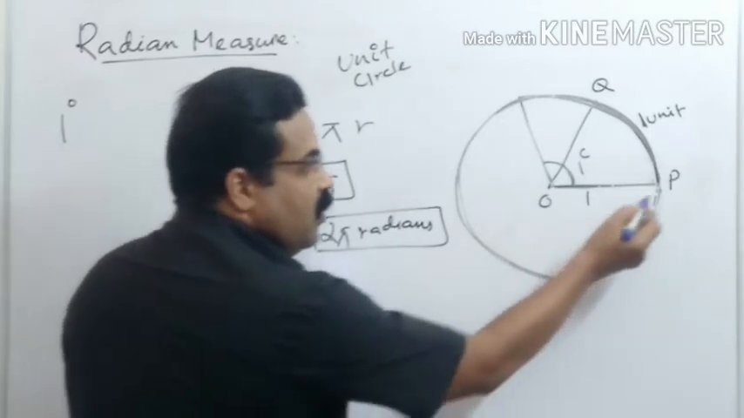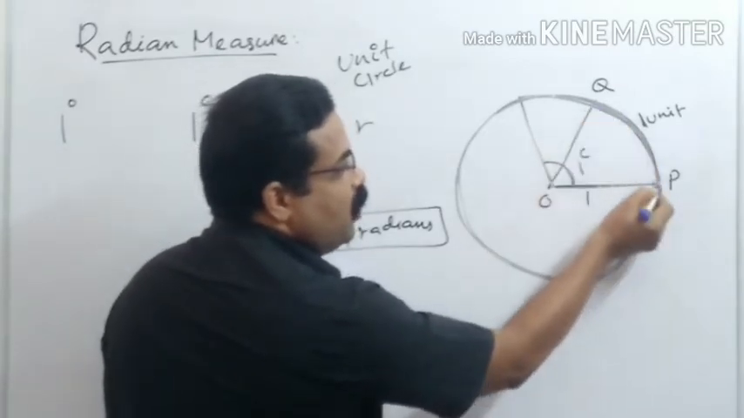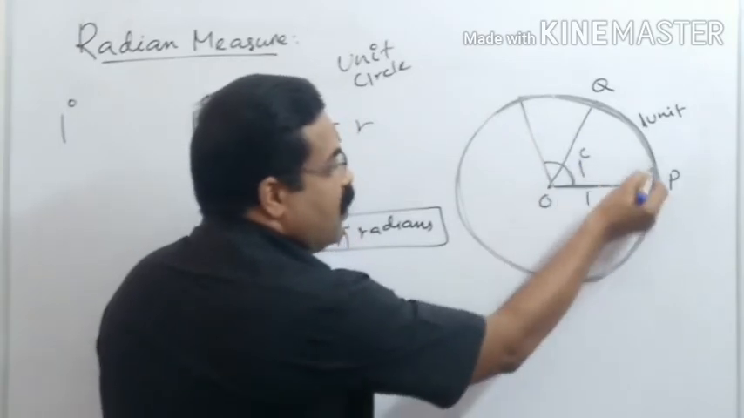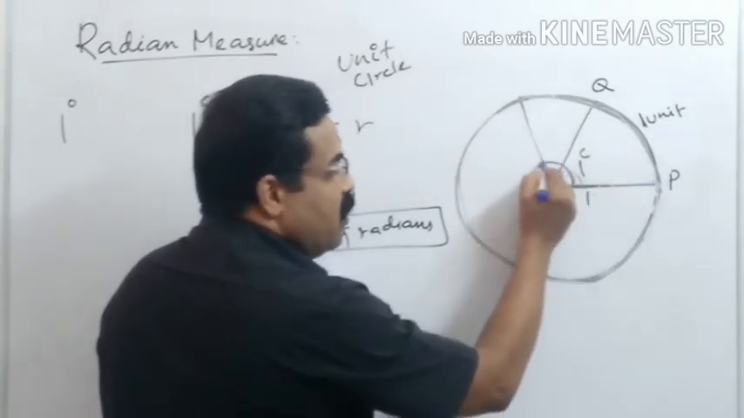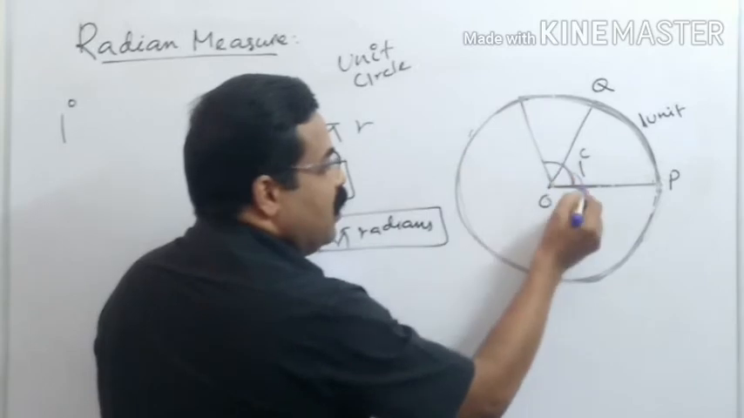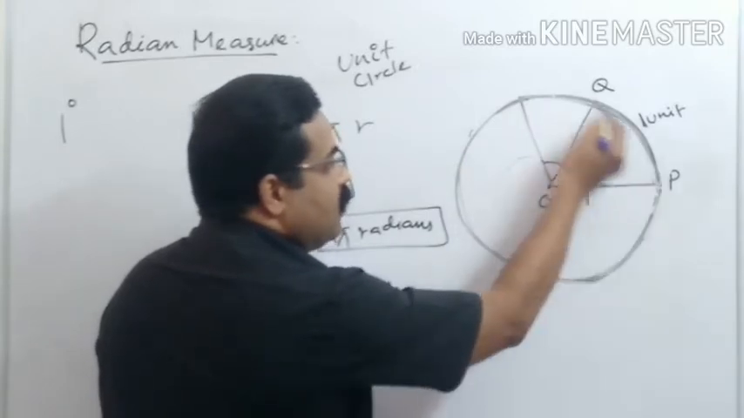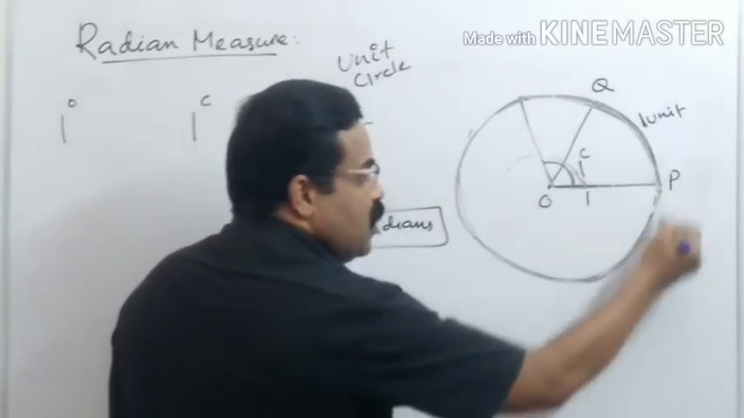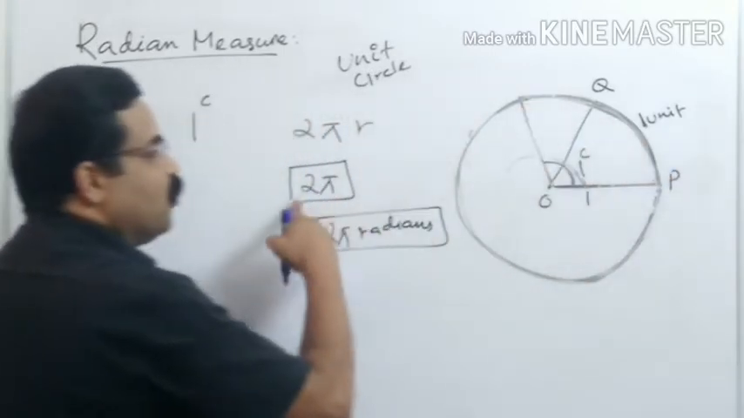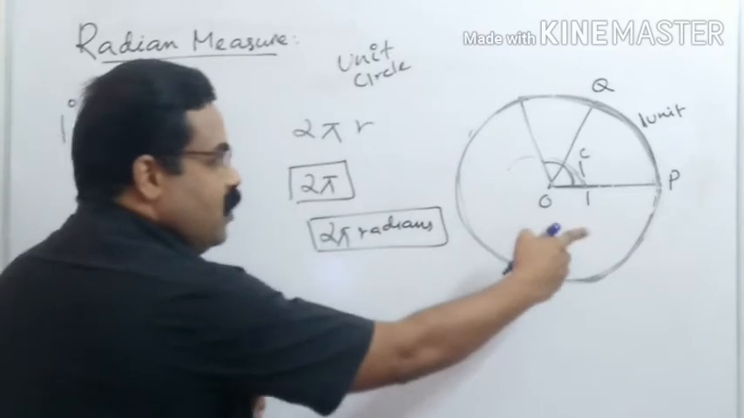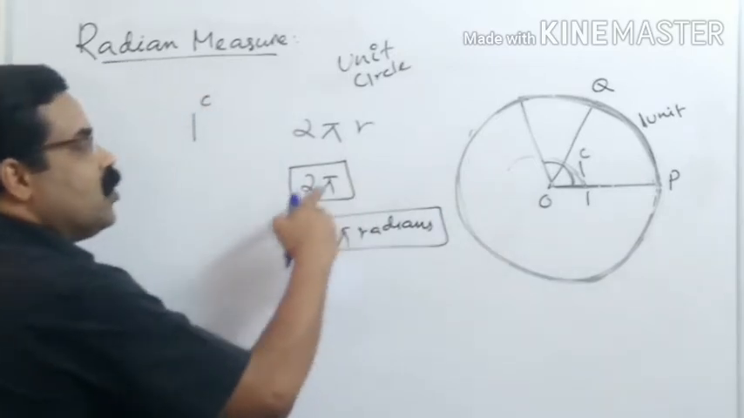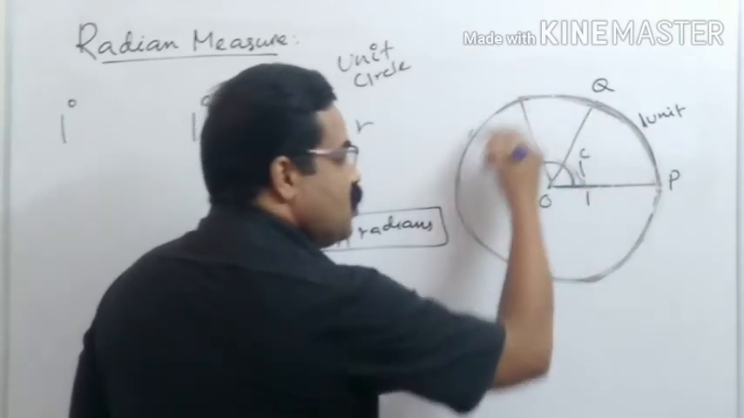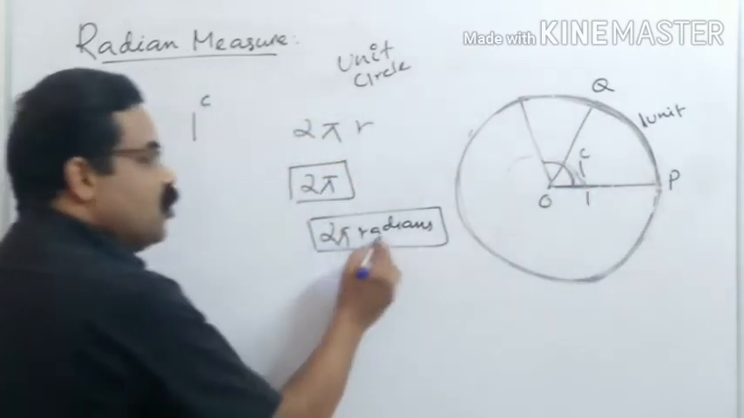In any circle, if the arc length is equal to 1 unit, the angle will be 1 radian. Arc length 2 units, 2 radians. Arc length 3 units, 3 radians. Full arc length means it is the circumference. So circumference is equal to 2 pi r. R is 1 here, so 2 pi into 1 is 2 pi. So 2 pi is the arc length. If the arc length is 2 pi, then the angle will be 2 pi radians.